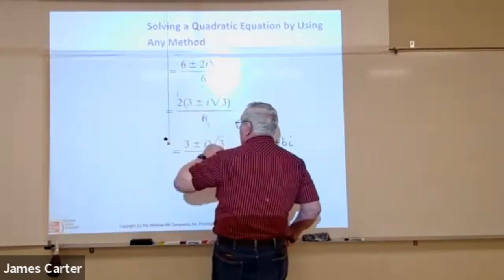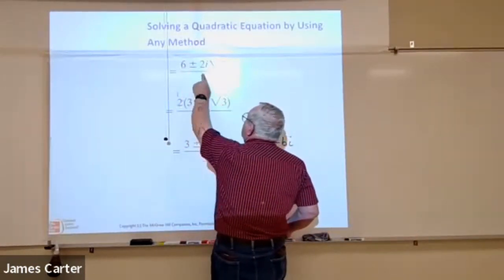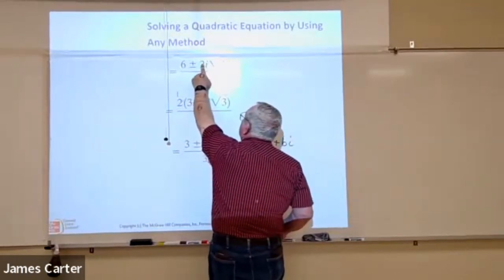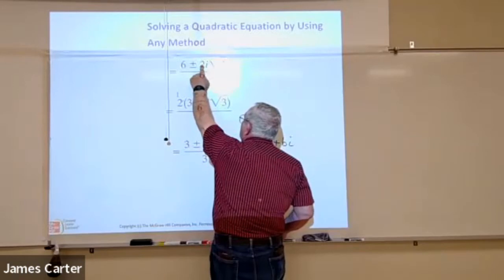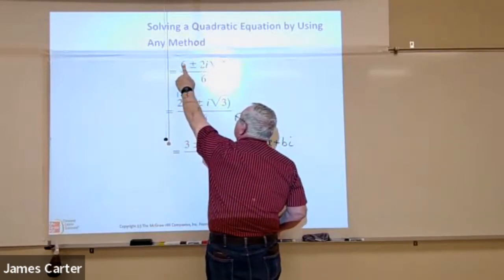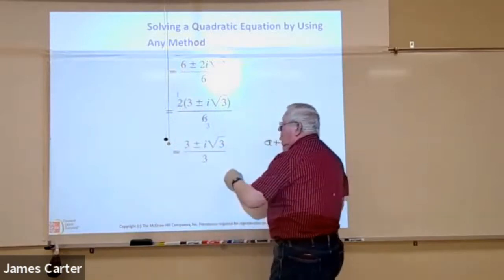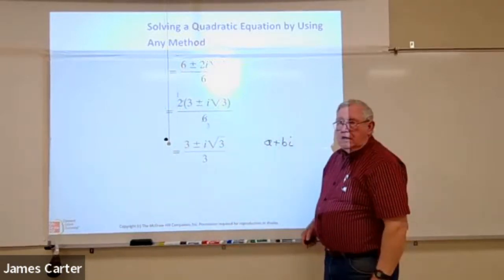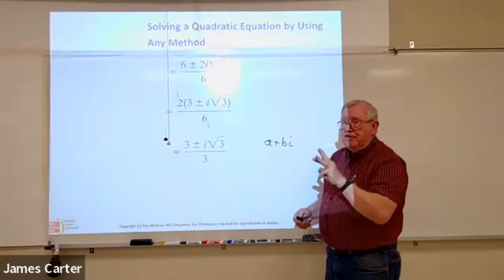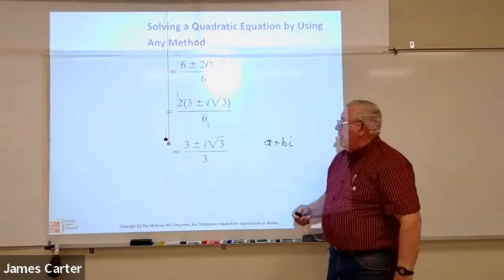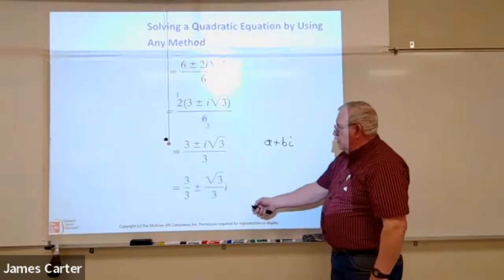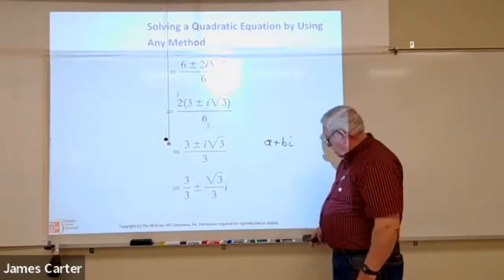6 goes into 6 once, okay, and 2 goes into 6. 2 goes into 2 once, 2 goes into 6, 3. 2 goes into this 6, 3. That's where they got that. You have to divide the same number out of all 3 of them if you're going to try that. Now, we're still not to the final answer, which is this.